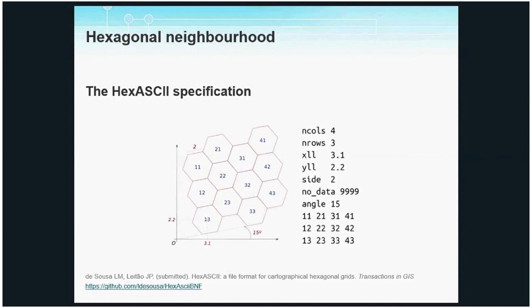for the cellular automata. And in order to do that, Luis de Souza, who is sitting right next to me today, and myself, we developed a specification to store and to work with hexagons in a geographic information science environment. And Luis called this hex ASCII, and basically it's a text file that stores information about the format of the hexagons and also the actual values for each hexagon. And you can see here a simple example of this format and how the data can be stored.